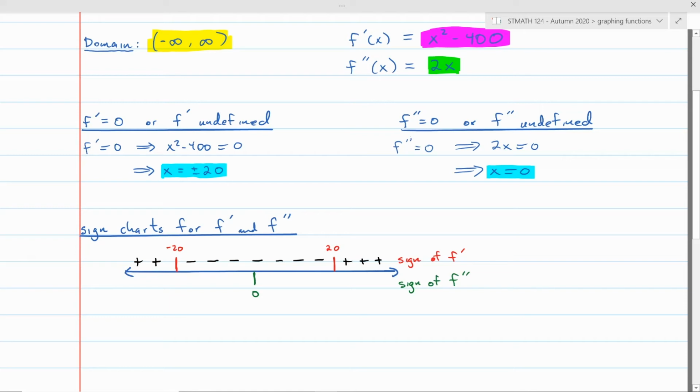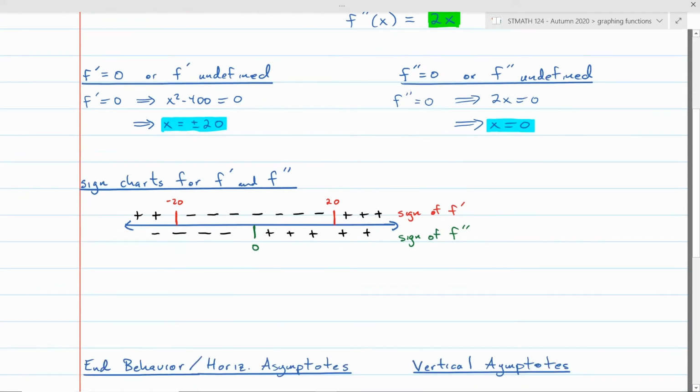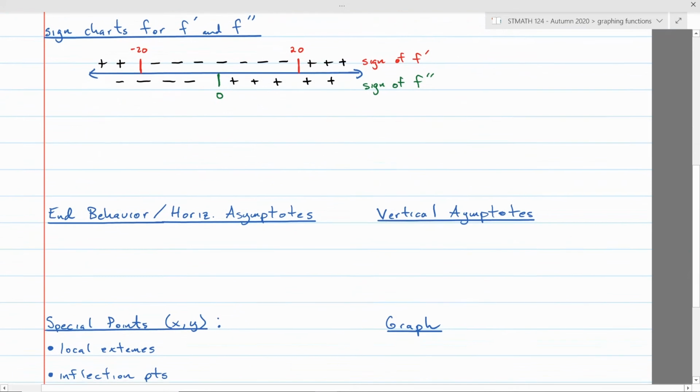And on the bottom side, I need to plug in a couple of test values, but into the second derivative now. So if I plug negative 1, which is to the left of 0, into the second derivative, I would get negative 2. So we're minus over here. And then if I plug a test point of 1 into the second derivative, I get positive 2. So the second derivative is positive over here. So there's my sign chart for both of the derivatives.